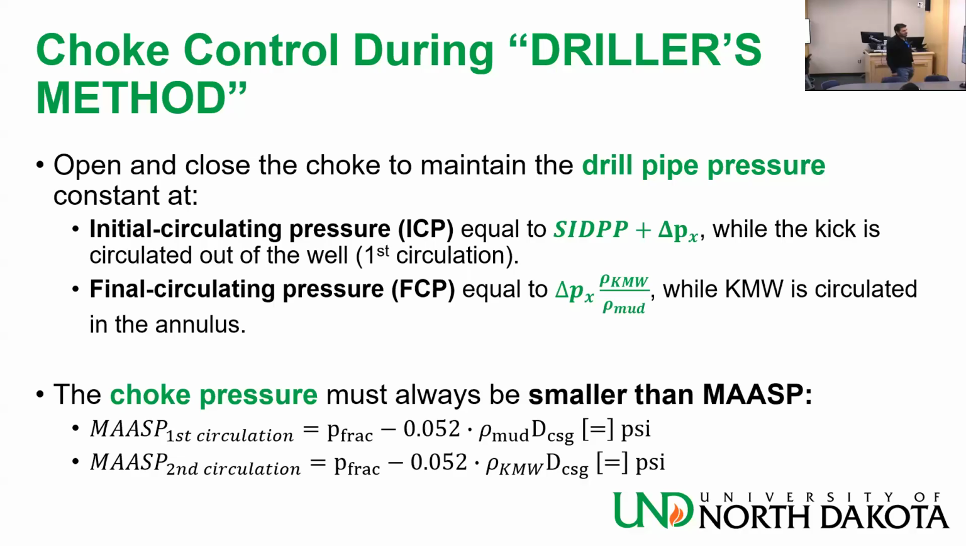Because you won't have, this is the MASP at the, maybe I didn't put it correctly, end of second circulation is the MASP like this, rho KMW. But throughout the second circulation, until you get to the point where you fill the entire annulus above the casing shoe all the way up to the surface with kill mud weight, you should use the first circulation MASP.